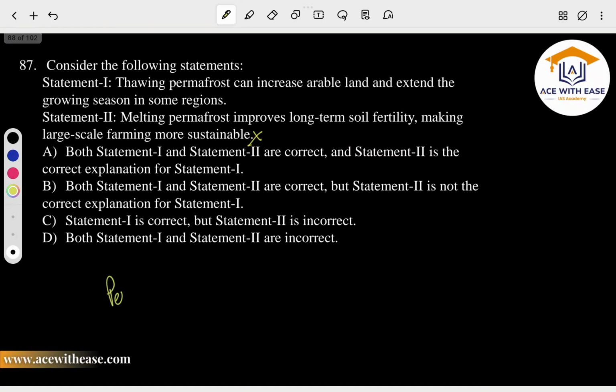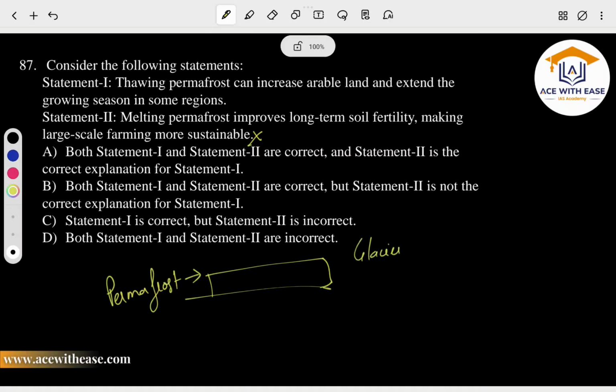First, what is a permafrost region? Permafrost is a region where the surface has been covered by ice for more than 2 consecutive years, more than 5 years, 10 years. This is mostly the area where we have glaciers. Due to global warming, these glaciers and regions are decreasing largely. So remember, relate the geographical concepts with environmental global climate change. So here the answer is C: statement 1 is correct and statement 2 is incorrect.